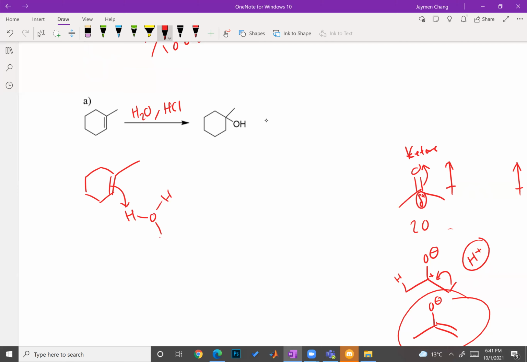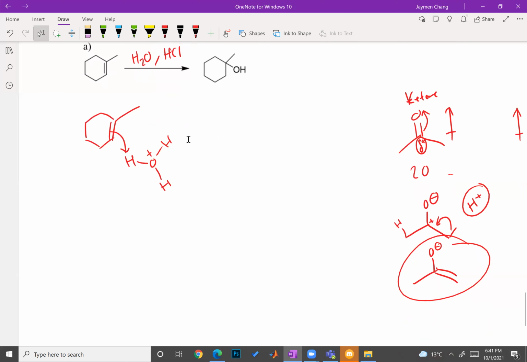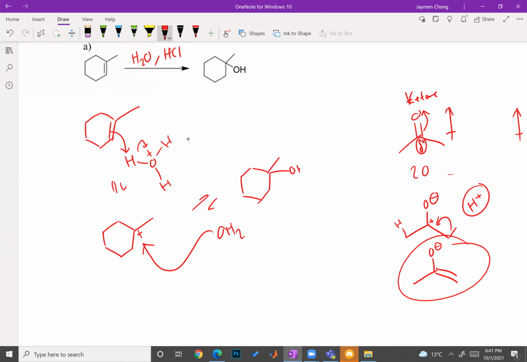Now, when you're drawing your mechanism, you can either draw the protonated water, or you could use the acid itself. Generally, I like to use a solvent because technically the acid will just be catalytic, so there'll be more of the water in solution. So we go like this, and we'll form the hydrogen on this side, so that we form the tertiary carbocation. And then we have OH2, water, coming in, and we will form this species, OH2, but now there's a plus charge.